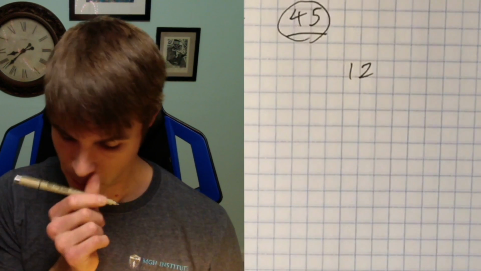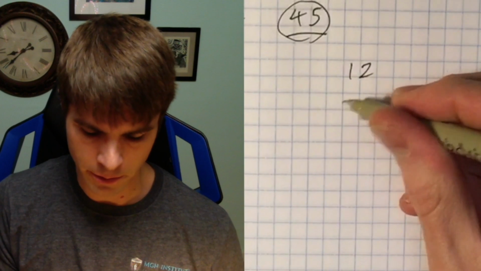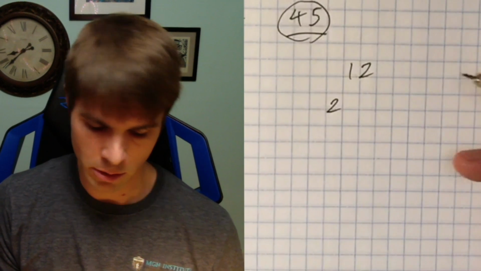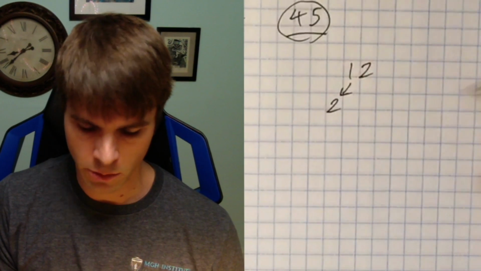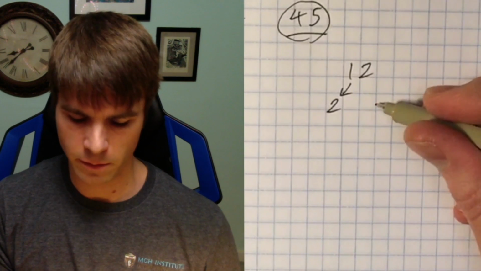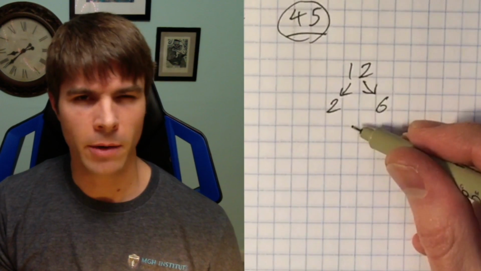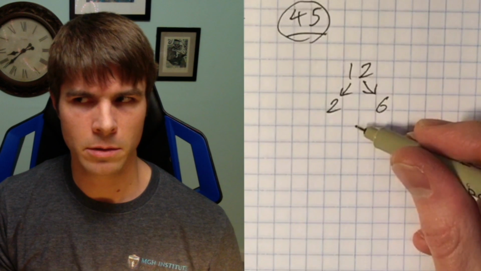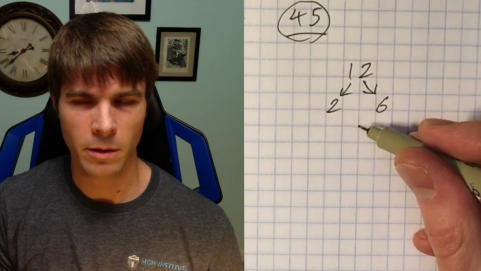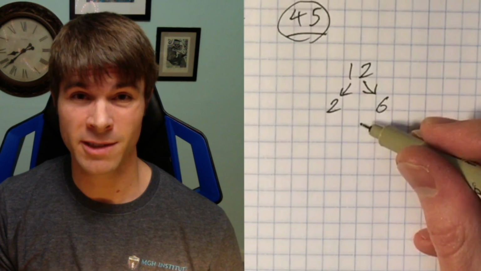12. So what can I break 12 into? It's an even number, so 2 times what equals 12? 6. Can I break 2 down into groups? Well, 1 and 1. Oh, 1 is not a group. It's just 1.